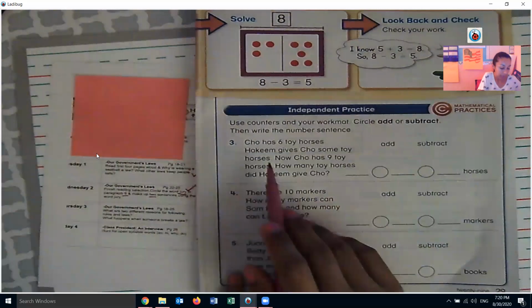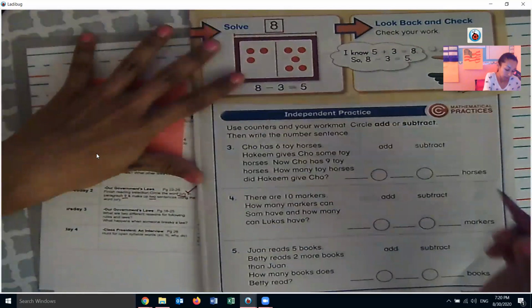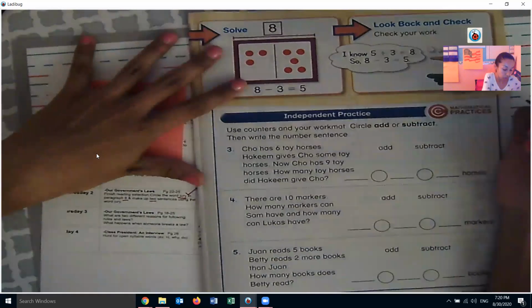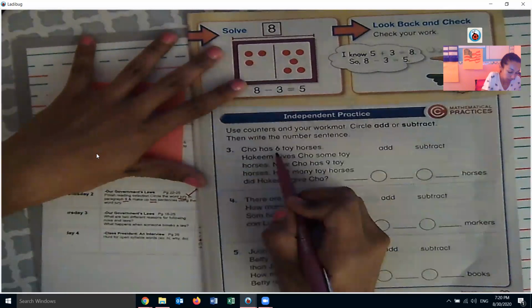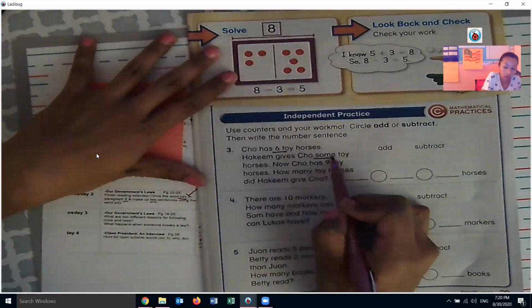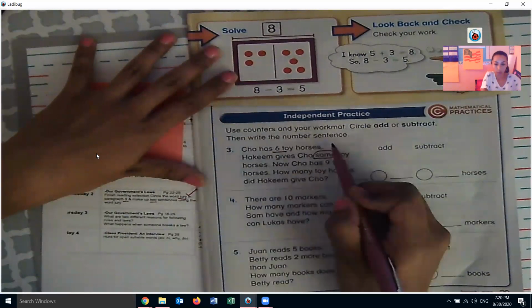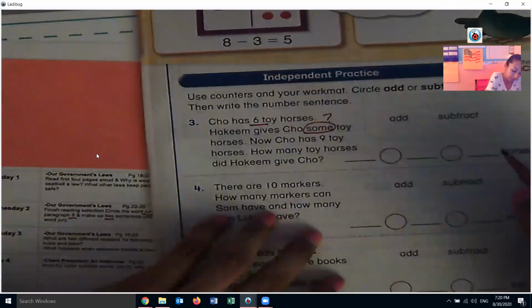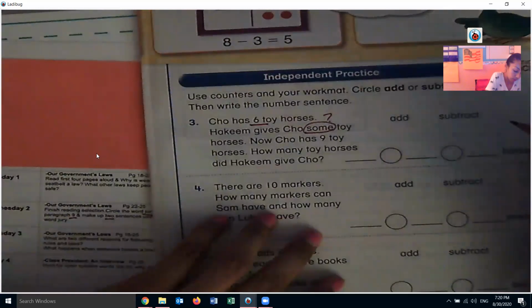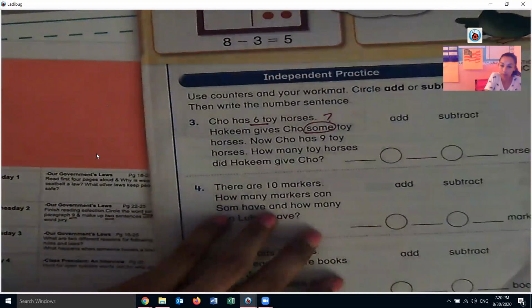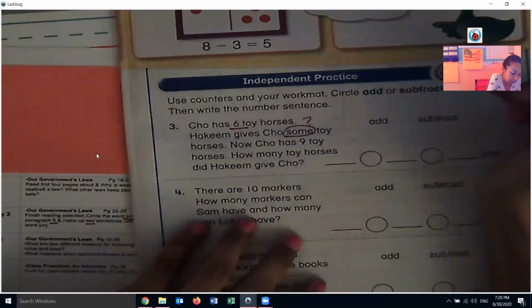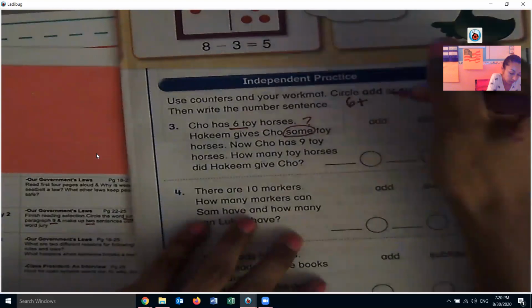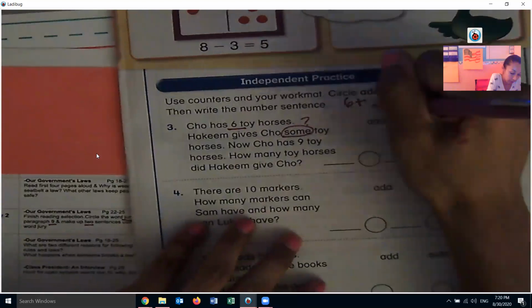So Joe has 6 toy horses. Hakeem gives Joe some toy horses. So they start off with 6 total, and then he's given some more, but we don't know how many more. Let me zoom in. Some more toys. He now has 9. Okay. So in order to solve this one, I'm going to write a problem up here, but it's going to look different down here because really I'm going to subtract. So basically it's saying this: 6 plus something gives us 9.